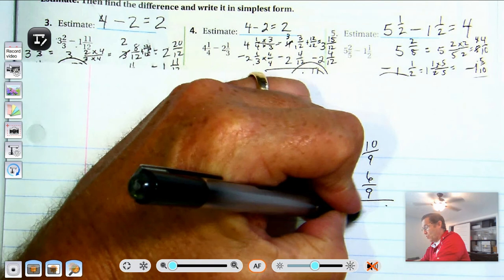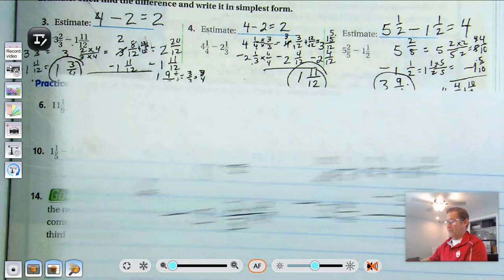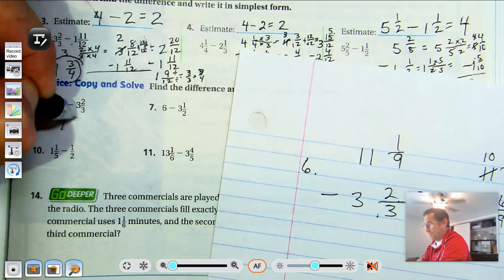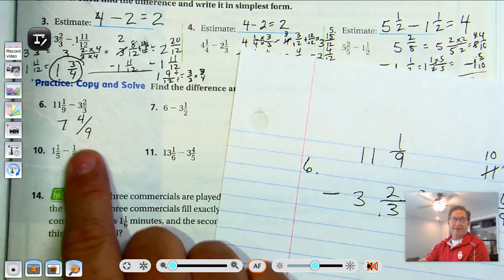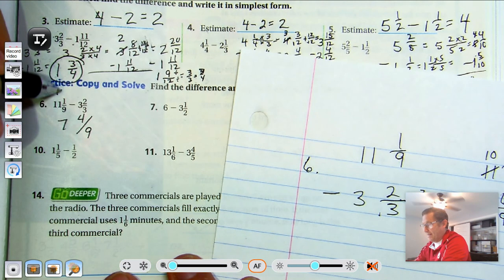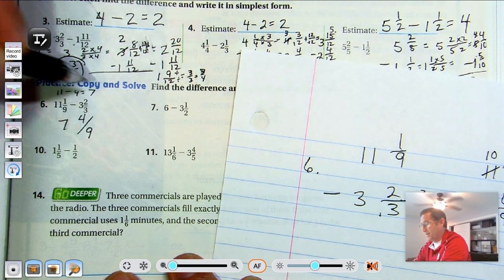10 take away 6 is 4/9, and 10 take away 3 is 7. So 7 and 4/9. That's about 7.5. This was 11. 11 and 1/9 is 11. 3 and 2/3 is 4. So we have about 7.